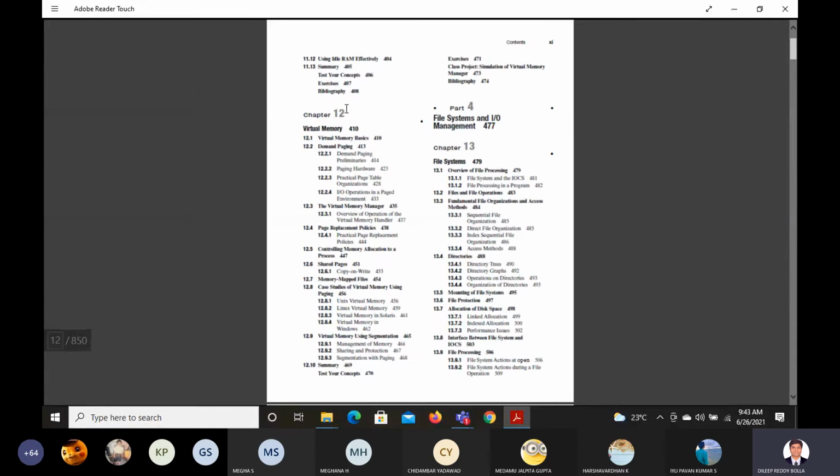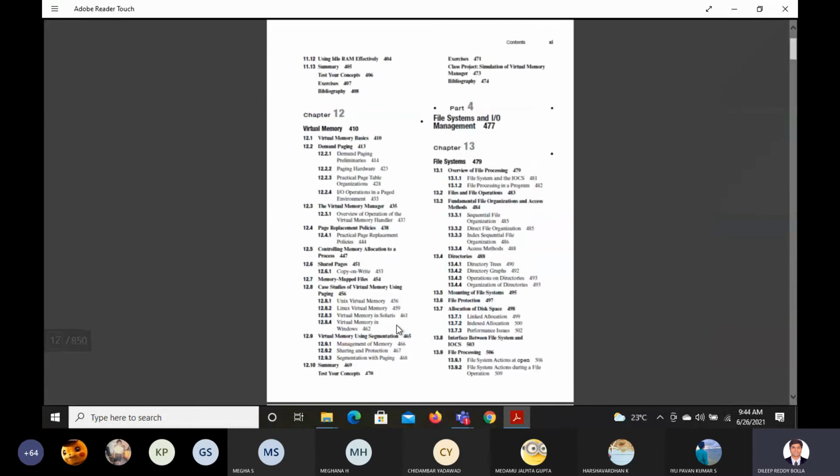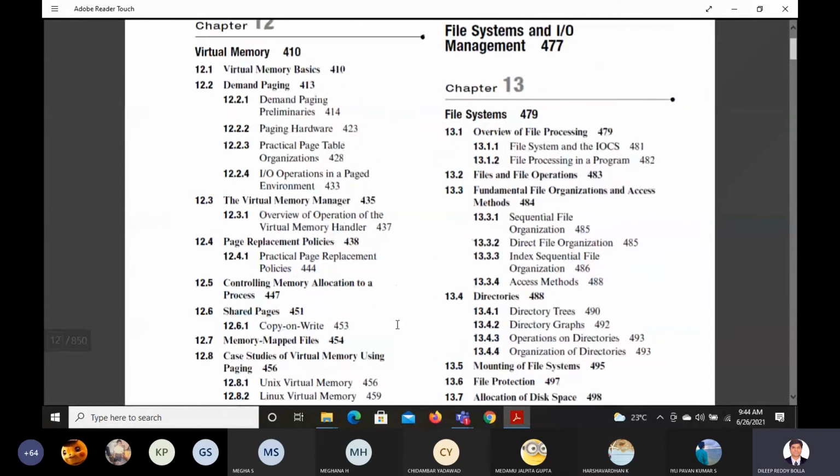Let us go back to the syllabus contents. In the 13th chapter you should read file system and IOCS, files and file operations, and fundamental file organization and access methods. You should read 13.1 to 13.3, specifically 13.1.1, 13.2 and 13.3. The whole of 13.3 you should go through. From 13.4, directives, we will look at it in the next class.